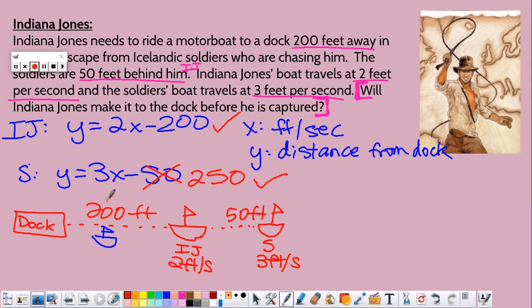They're 250 feet away from the dock, and they're not 50 feet away from the dock. What did we also define our Y variable to represent? Distance from the dock. It doesn't say distance from each other. It doesn't say distance from Indiana Jones's boat. It doesn't say distance from something else. Now, if we changed our Y variable, do you think that would change our equation?